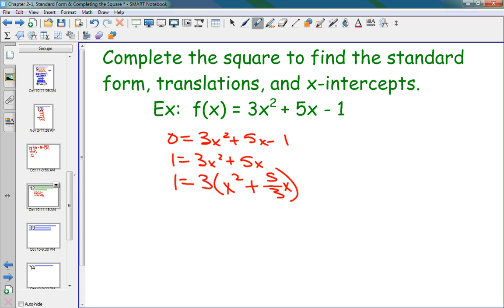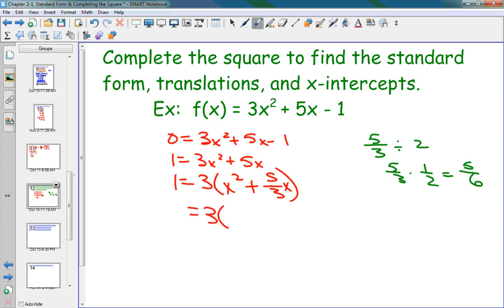Okay? So now, my question to you is, what's my next step? Take half of 5/3. So I need to take 5/3 and divide it by 2. So that's 5/3 times 1/2 to give you 5/6. Do we all see that, yes or no? So what am I going to do with that 5/6? Square it and add it to both sides.